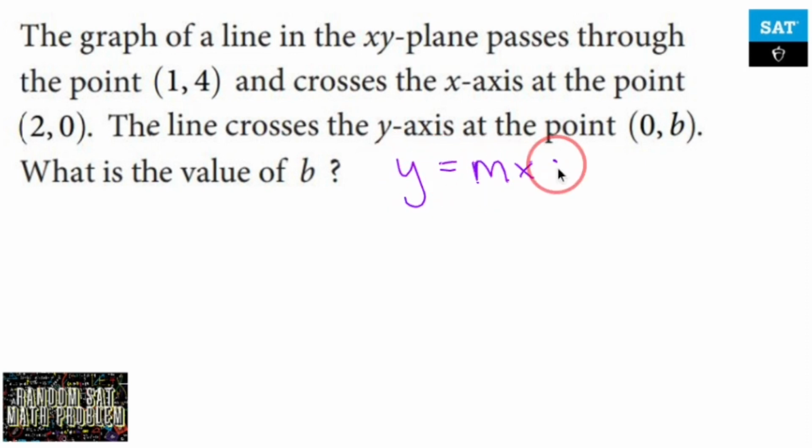y equals mx plus b. When y is all by itself, the number in front of x is the slope, and the number floating around is the b. Some people might want to use point-slope form. I do like point-slope form, but I think this would be a little bit more convenient. I guess we'll find out. First things first, we have to find what the slope is.